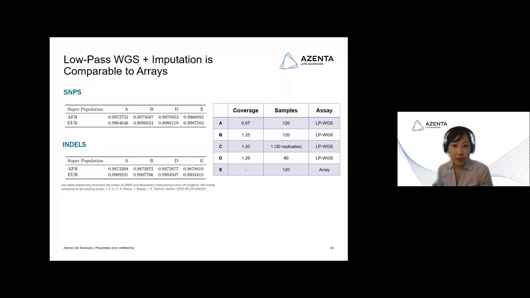And for the last experiment E, the same was tested on a global microarray. The results on the left show the non-reference concordance across the different experimental groups. Genotyping concordance is a metric for imputation accuracy. So it shows here that low-pass sequencing plus imputation provides accurate calls at effective coverages of 0.5x and higher, and the results were comparable or better than the array data.